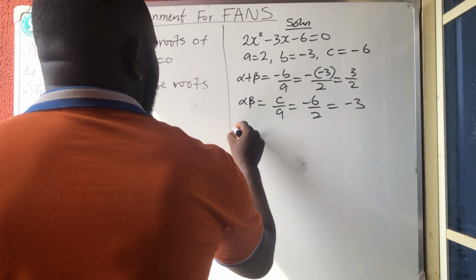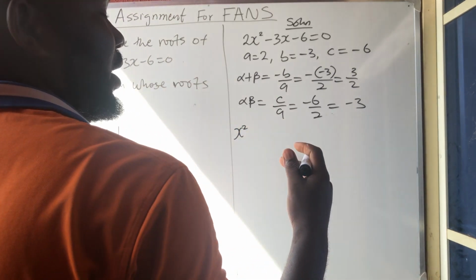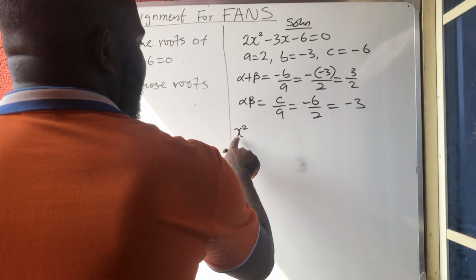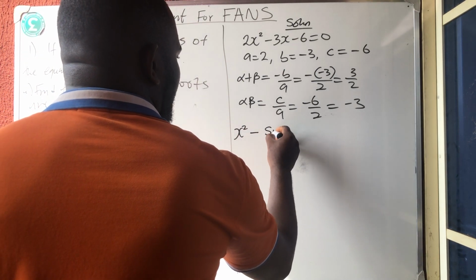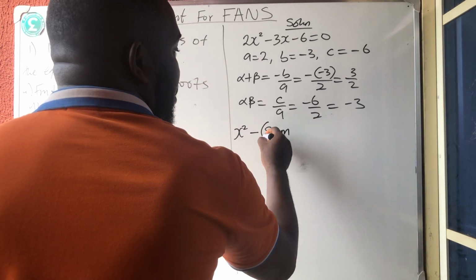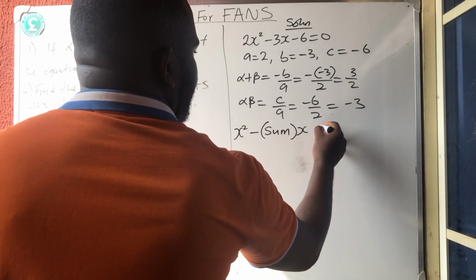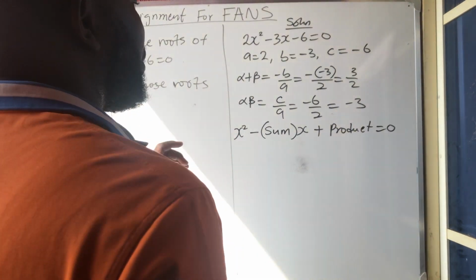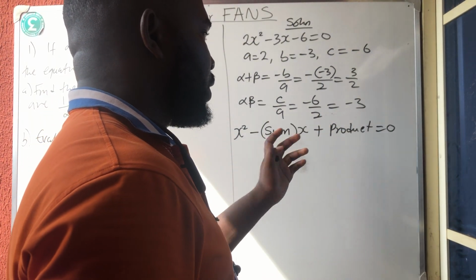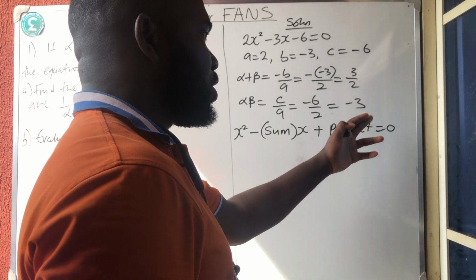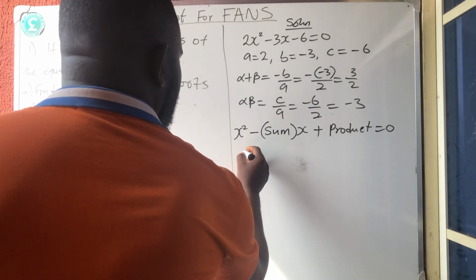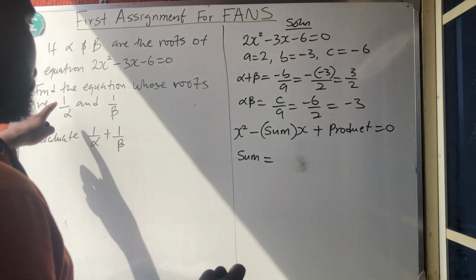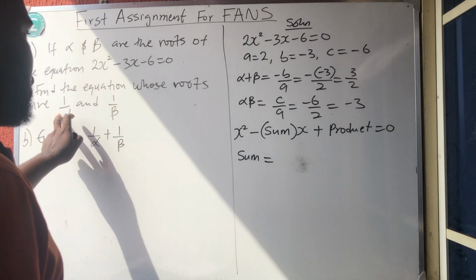So if you want to find a quadratic equation, the formula is simply x squared minus the sum of the roots, you now put x, plus the product of the roots, is equal to 0, okay. So please put this as the sum of roots, and this one as the product of roots. So we need the sum of roots. They say we should find the equation whose roots are 1 over alpha and 1 over beta. So we need the sum of these roots.